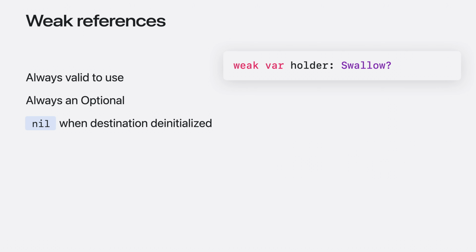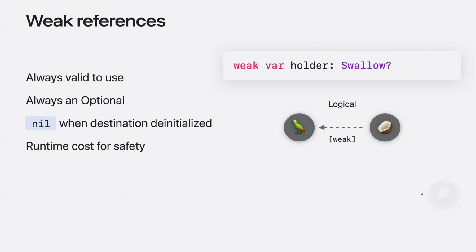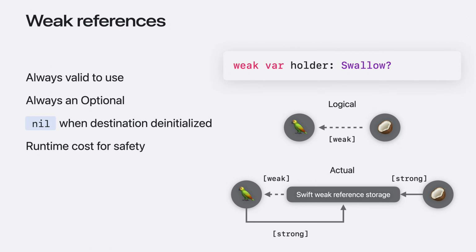Consider the case of a swallow and a coconut. A coconut can be carried by a swallow, but it doesn't own the swallow. If we want the coconut to reference the swallow, we shouldn't use a strong reference. We could use a weak reference instead. This comes with overhead, though. To implement the weak reference, Swift allocates a Swift weak reference storage for the destination object the first time it's weakly referenced. This allocation sits between the swallow and all its incoming weak references. It allows the weak references to be lazily nilled out after the swallow goes away.